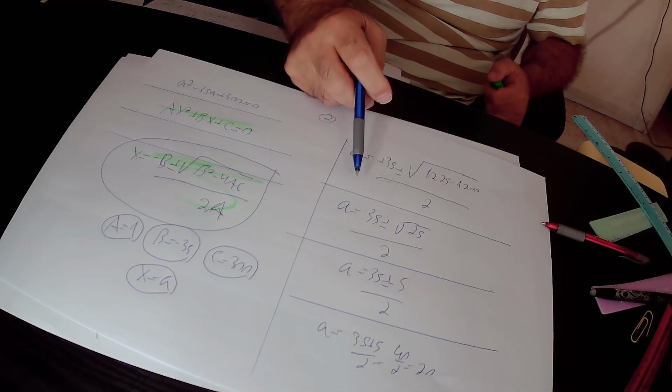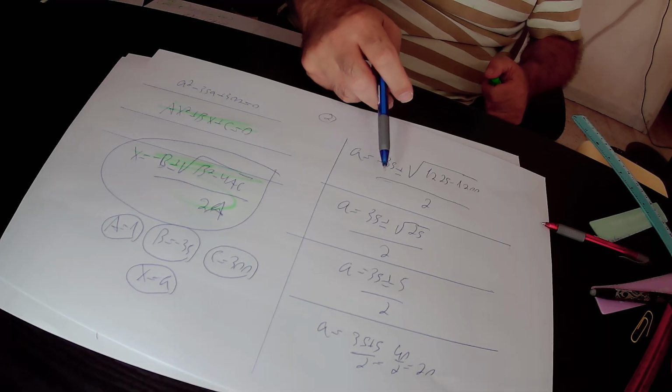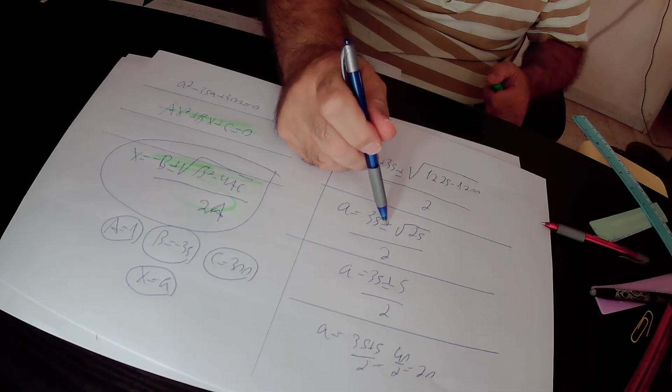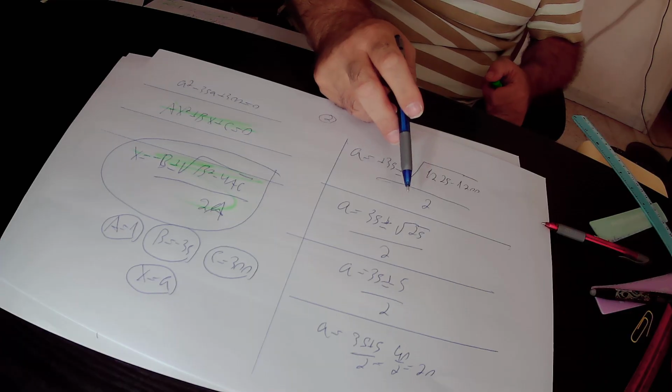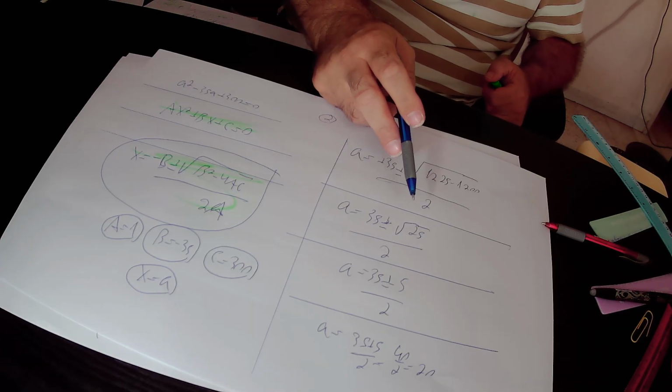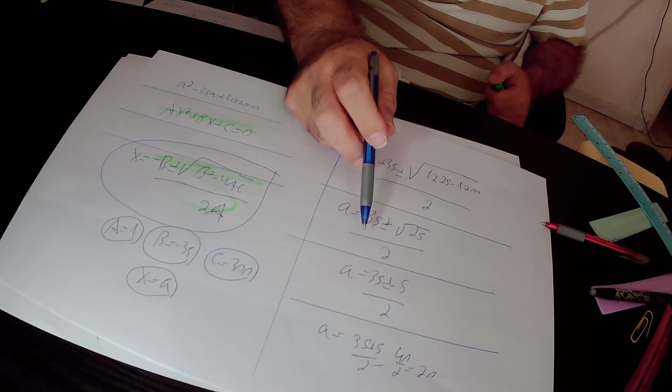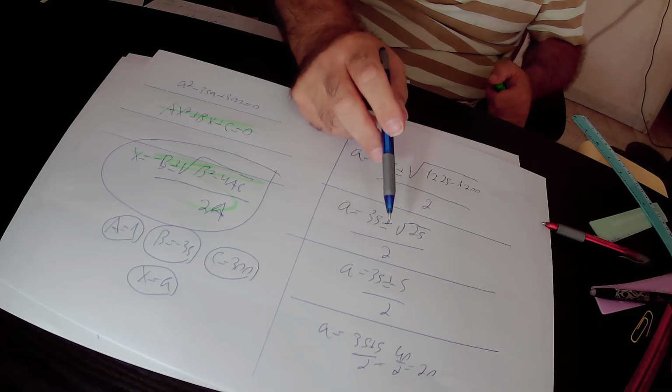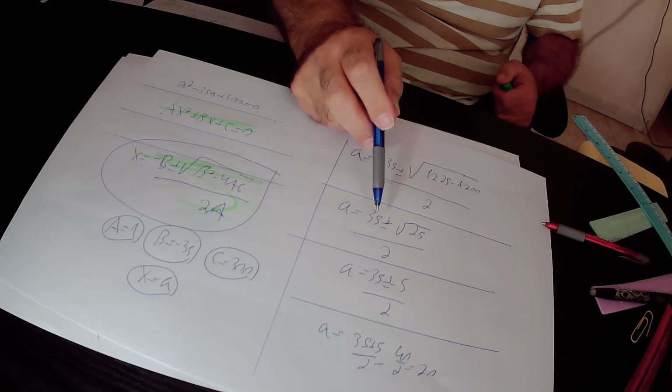So we have found out that A equals 35 plus minus the square root of 25 over 2. The square root of 25 is 5. So in total we have found out that A equals 35 plus minus 5 over 2. So here we have two solutions that are possible for A.